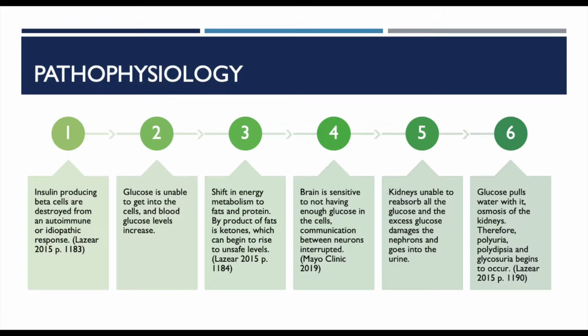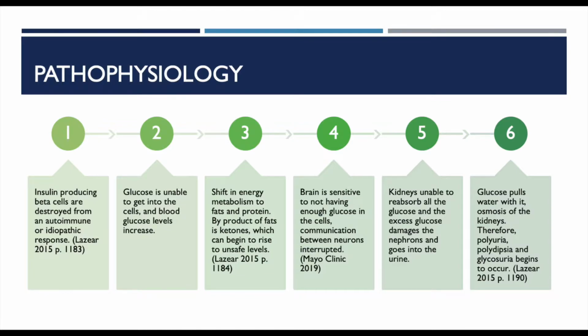Type 1 diabetes mellitus occurs when the body is unable to recognize its own insulin-producing beta cells, and an autoimmune or idiopathic response occurs, destroying the beta cells in the islets of Langerhans. Therefore, the pancreas is unable to produce insulin due to the destruction of these cells. Without insulin, glucose is unable to enter the cells and form ATP, and is left in the bloodstream.